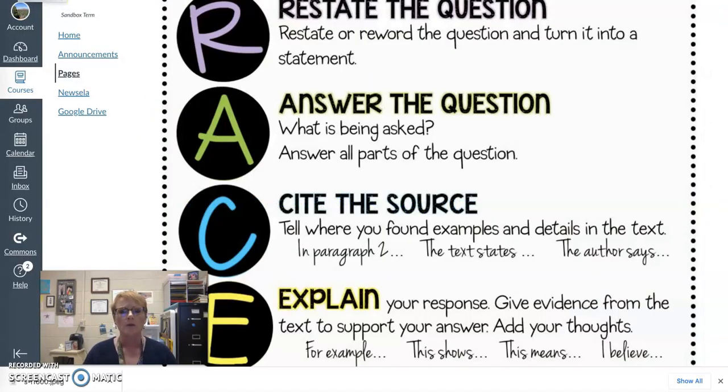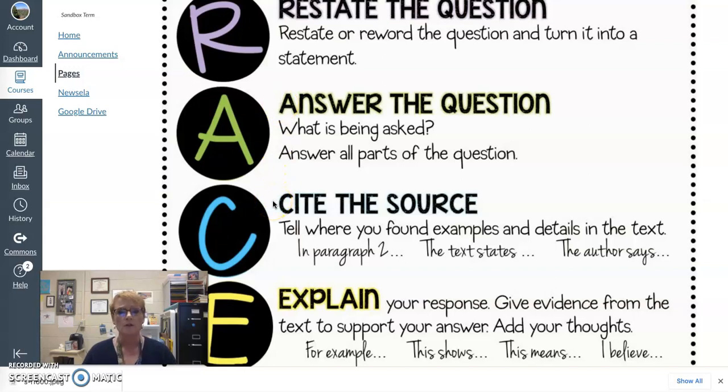When you're thinking about writing your constructed response, we like to teach you to use the RACE strategy. R stands for restate the question. You want to restate the question so that you have a statement. Most of the time, if you just flip the question around, you can create a pretty strong opening sentence. You want to make sure that you're answering the question. A lot of times students will just provide summary and they'll never actually answer the question that's been asked.